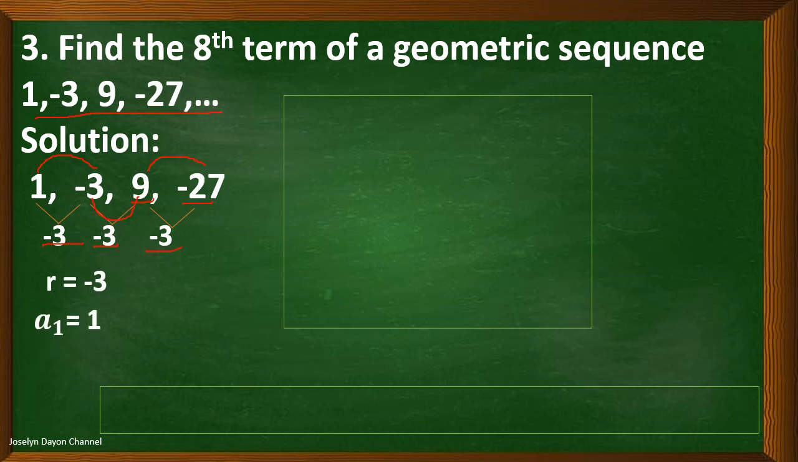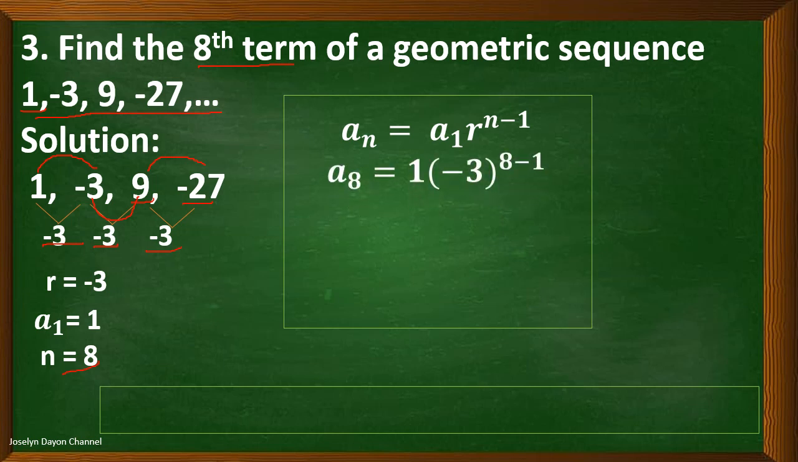Also, we have to determine the value of the first term. Of course, our first term is 1. Next, the value of n is 8, since we are tasked to find the eighth term. Now write the n-term formula. Next, substitute. So we have here 1 times negative 3 to the power of 8 minus 1. Same with the previous example, we have to simplify first the exponent part. So 8 minus 1, that is equal to 7. Just bring down 1 and negative 3.